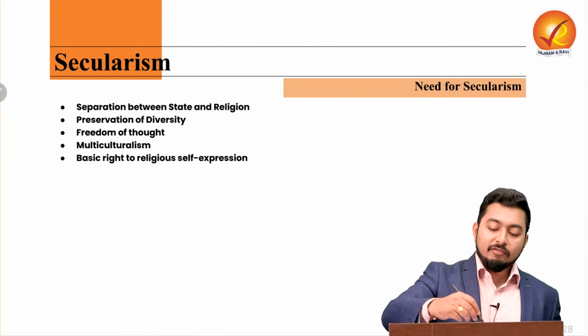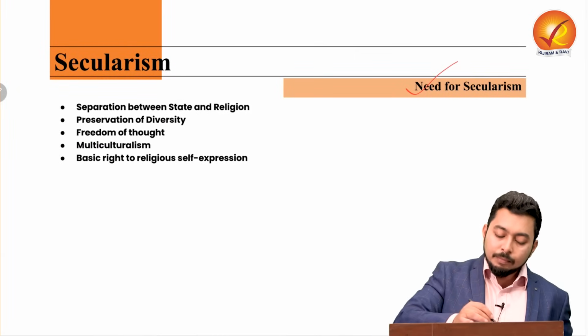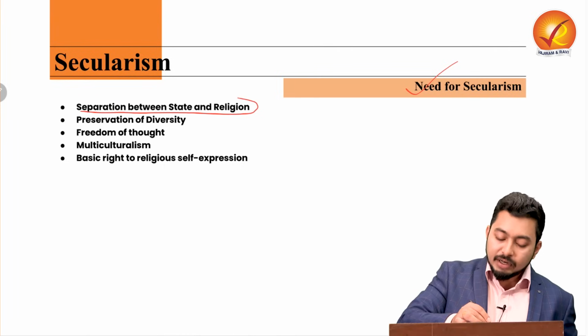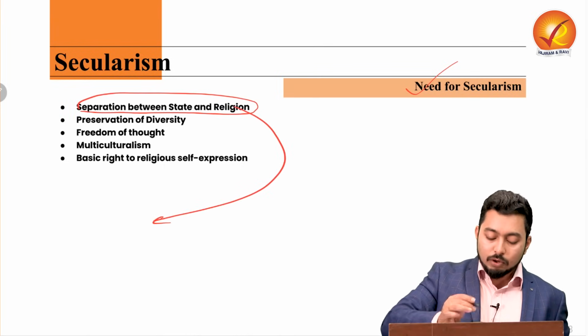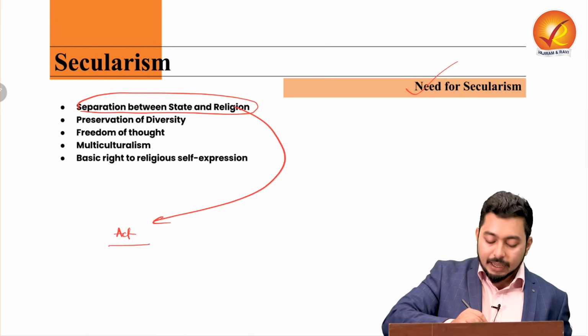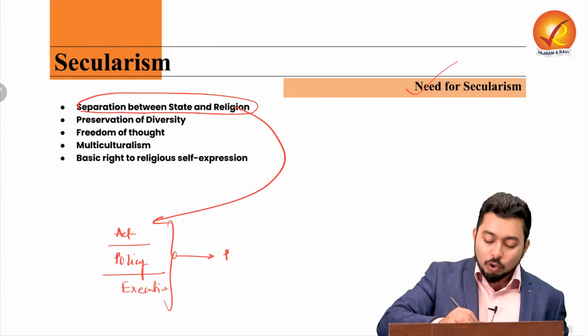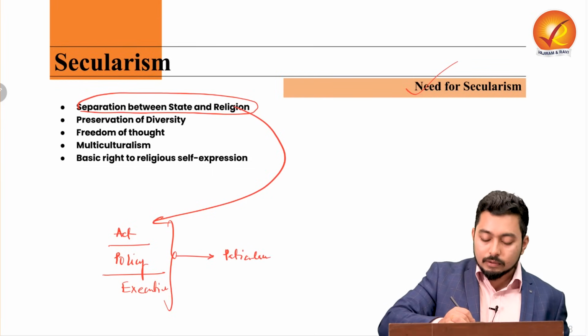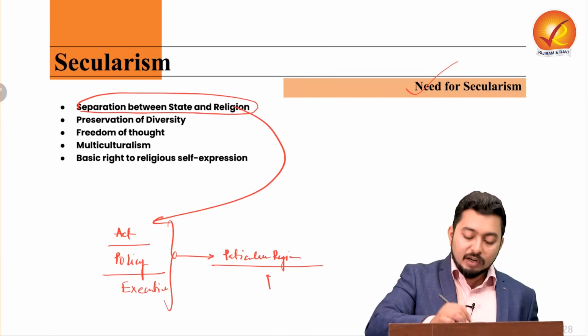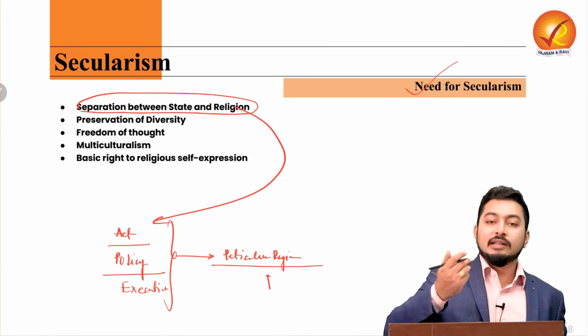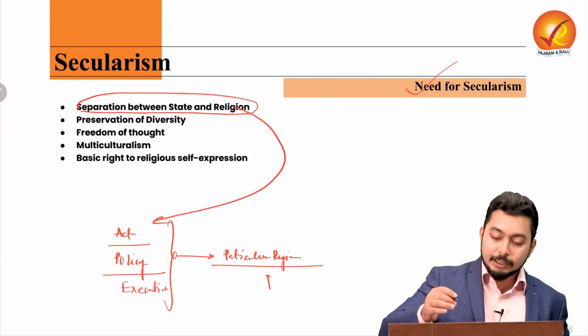Now let's look at why we need secularism. Because there must be separation between state and religion. That means any act, any policy, any executive action, the state must not help, aid and abet any particular religion. Why? Because if the state promotes one particular religion, then what will happen to the other religions? They might feel suffocated, right?